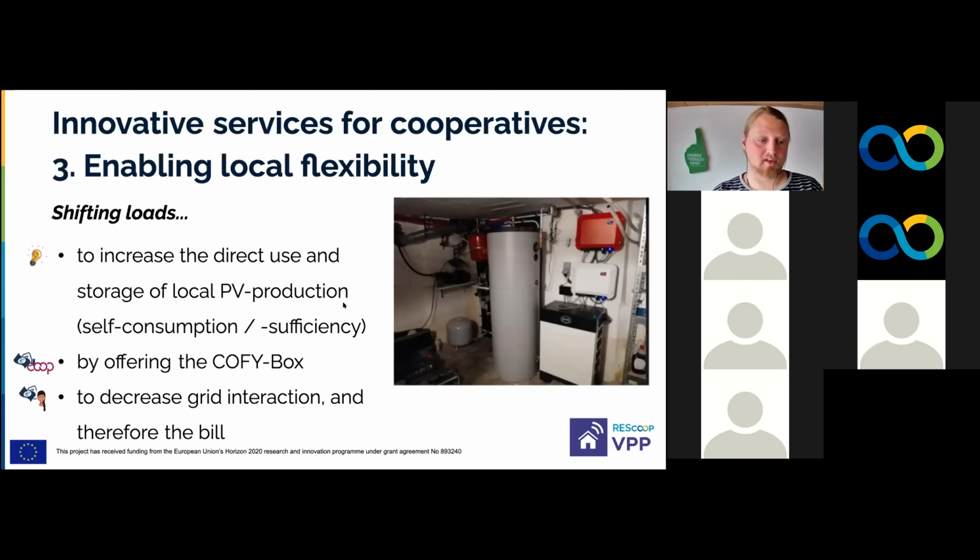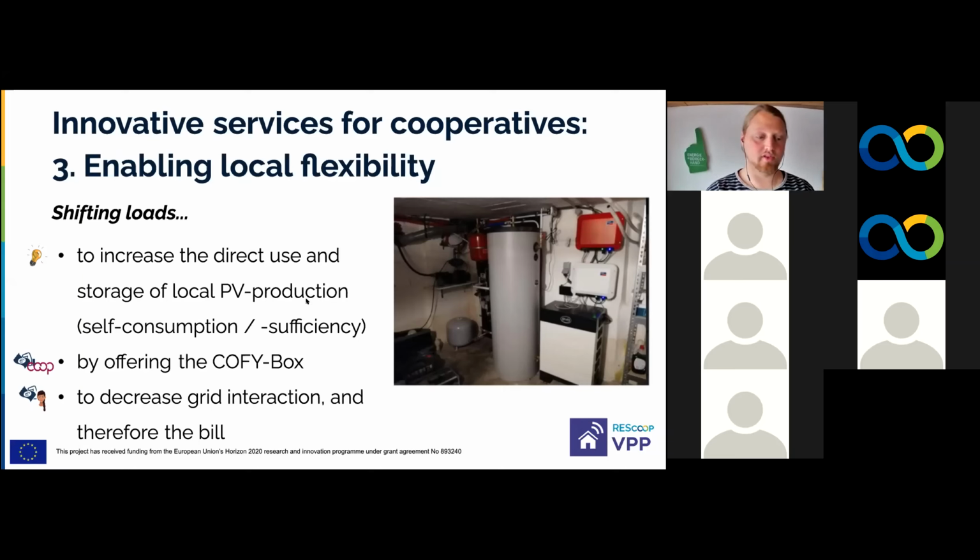Therefore, the cooperative will offer the coffee box. Here in the picture, you can see a PV inverter and a battery. The battery is on the right and the bottom. And on the left next to it, you see a thermal buffer tank of a heat pump. So the battery and the thermal buffer tank can be used to shift loads dependent on the local PV production and the local consumption, and to increase self-consumption and self-sufficiency.